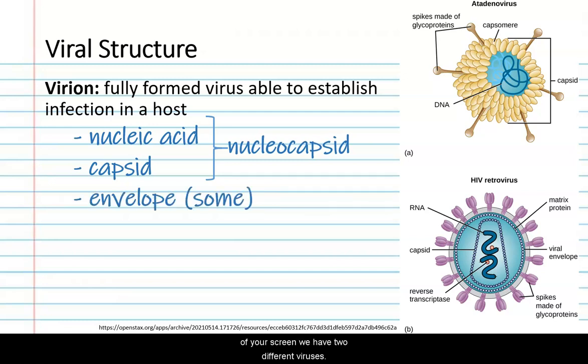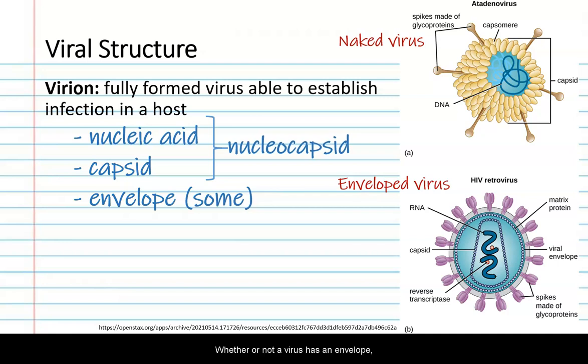Here on the right-hand side of your screen, we have two different viruses. The one on the top is called a naked virus because it is composed only of the nucleocapsid. The one on the bottom is an enveloped virus, with the nucleocapsid surrounded by a phospholipid bilayer. Whether or not a virus has an envelope, the proteins that extend outward from the surface and are involved in binding to host cells are called spikes.